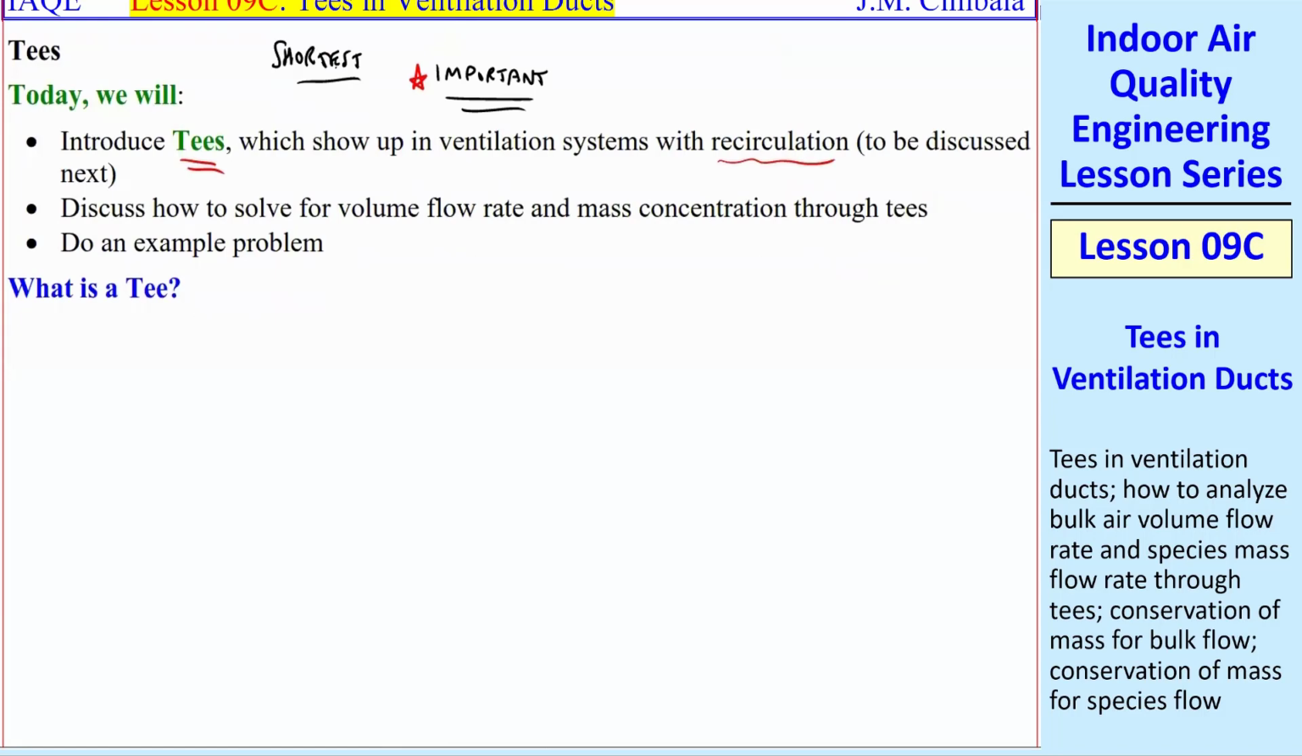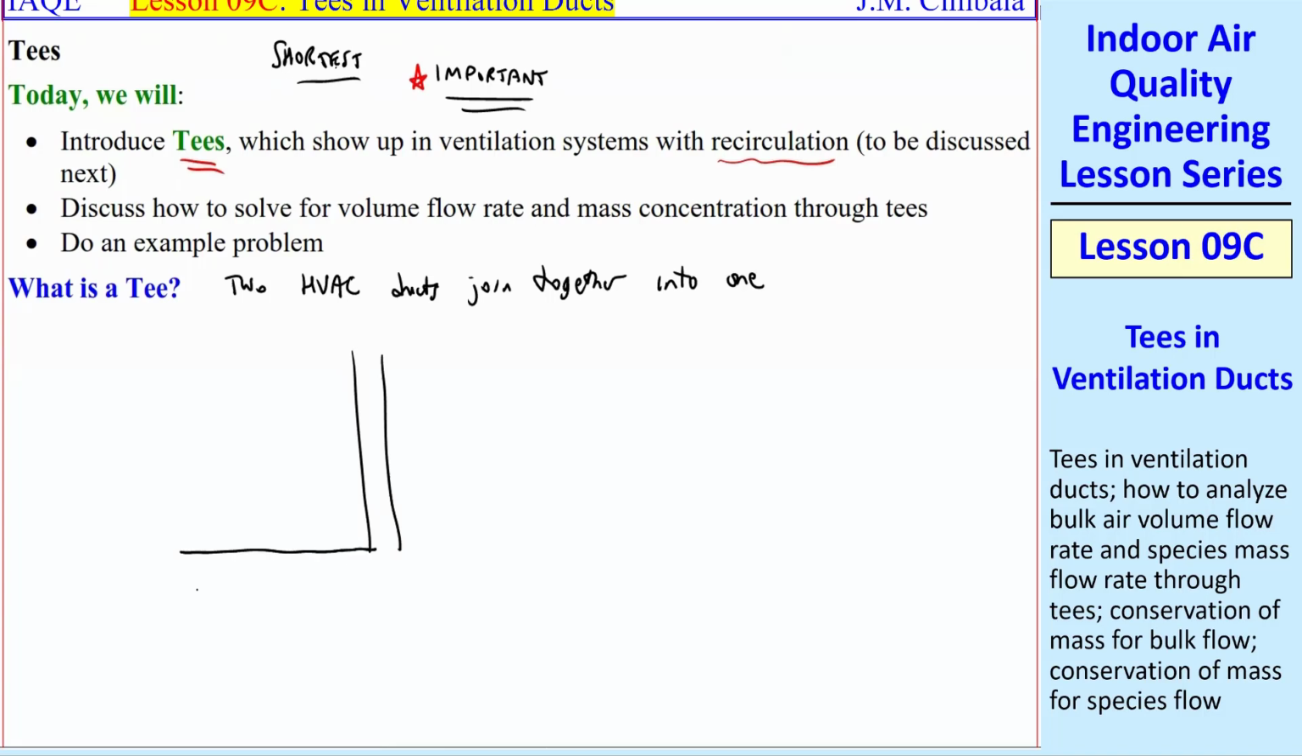But what is a T? It's when two HVAC ducts, in this case two pipes or ducts, join together into one. I'll make a quick, simple sketch here. Suppose you have two ducts, 1 and 2. The flow is coming in from 1 and 2, and then this is the T, TEE, which combines into the outlet duct 3. 1 and 2 combine into 3 at this T.